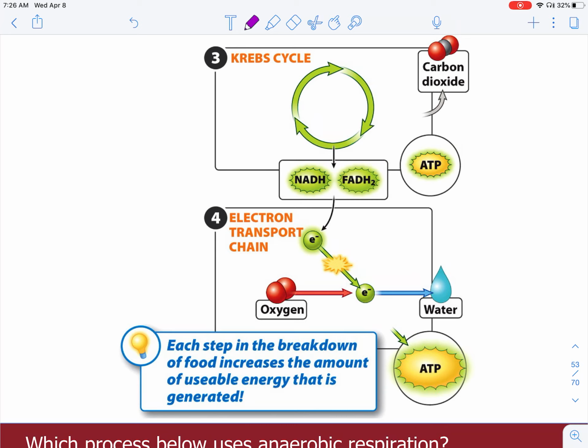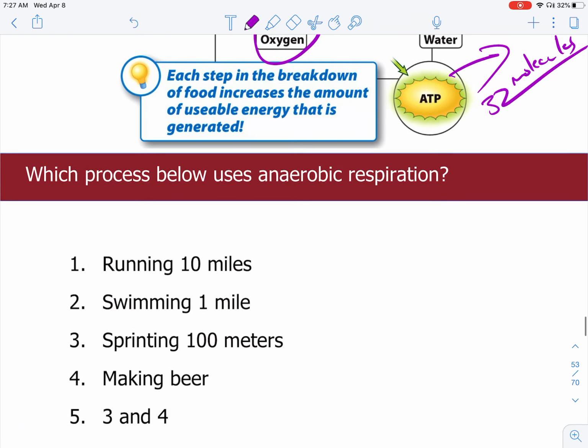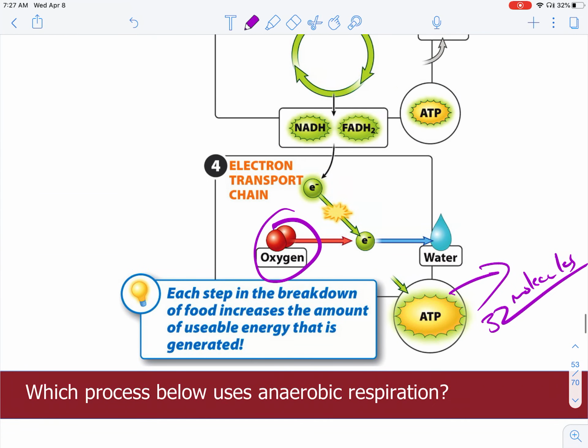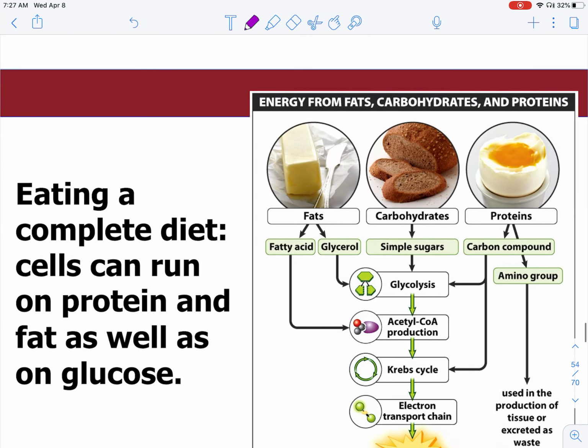You take these reduced electron carriers, you feed the electrons into the electron transport chain in the presence of oxygen to form lots of ATP. I don't think I've said this before, but you can get 32 molecules of ATP from oxidative phosphorylation. So much more efficient than substrate level phosphorylation.